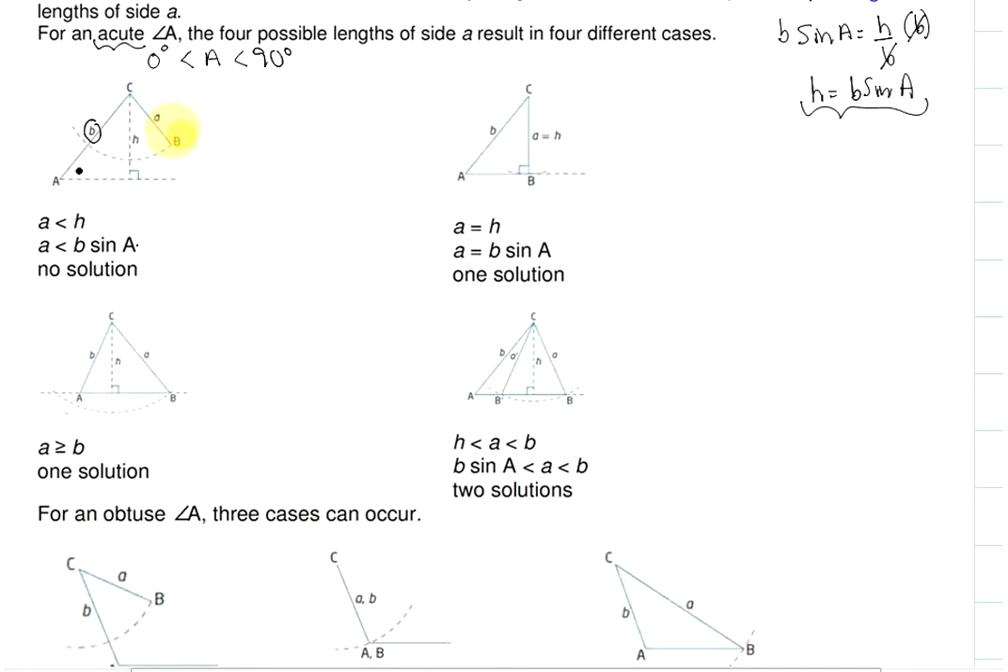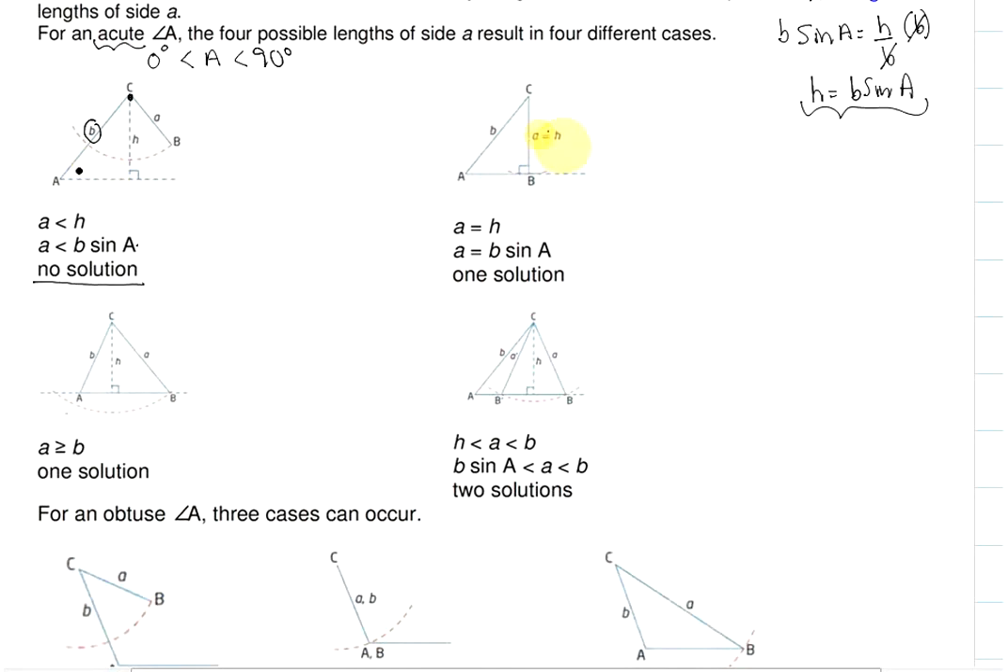Okay, so if I swing arm A, so let's say there's a hinge here, and I swing arm A to the left. You can see that it's never ever going to touch the base of this triangle. And because it's never going to connect with the base of my triangle, there is no solution. So when A is shorter than the height, there is no solution. And remember, A has to be an acute angle.